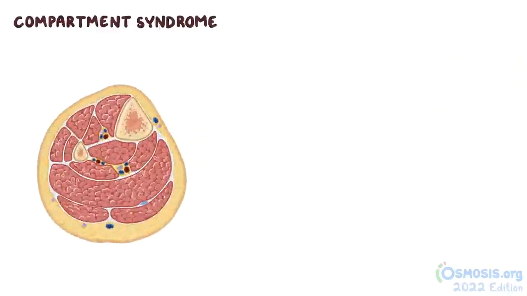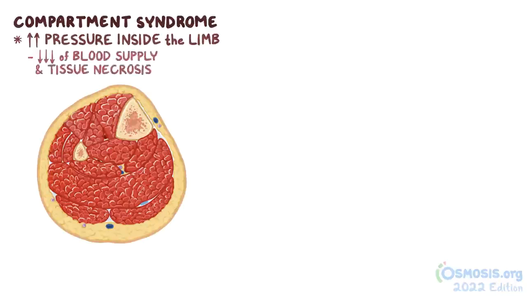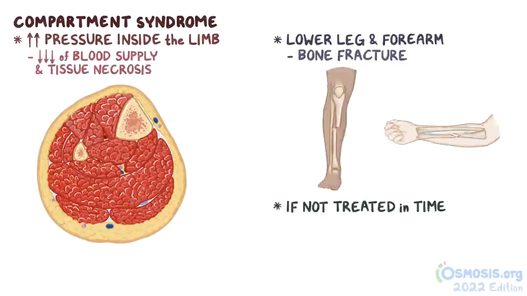Alright, as a quick recap. Compartment syndrome refers to the increased pressure inside the section of the limb that contains muscles, nerves, and blood vessels, and results in the reduction of blood supply and tissue necrosis. It usually develops in the lower leg and forearm after traumas like a bone fracture. If not treated in time, it can lead to permanent muscle and nerve damage.